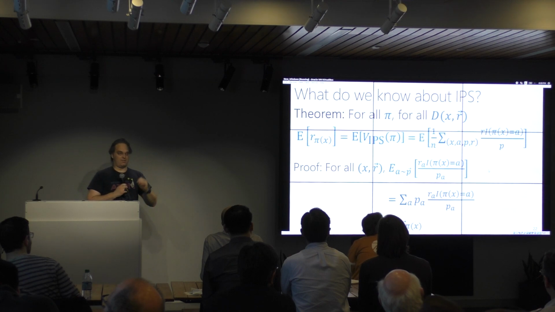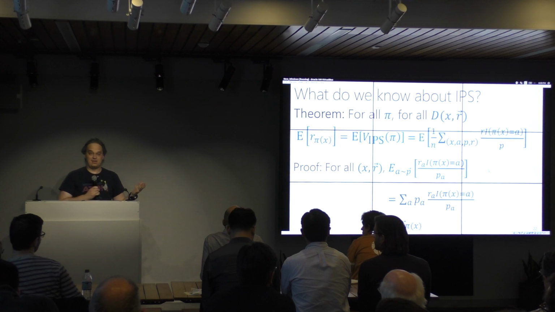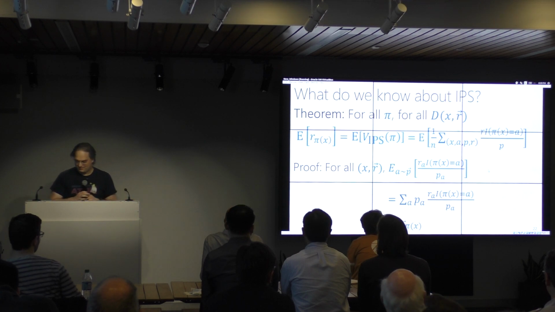Okay, so this is a proof that it's unbiased. And that's a proof that, in some sense, you can avoid doing an A/B test to discover how good a policy is. So that's fantastic, right?